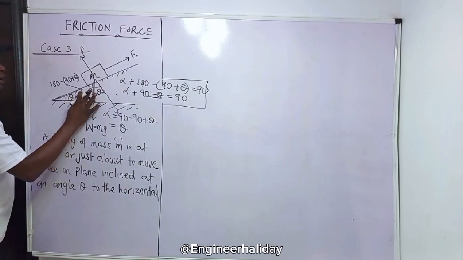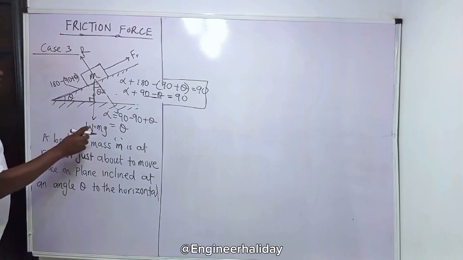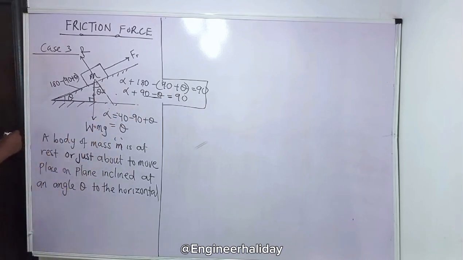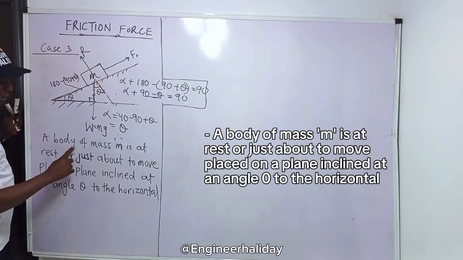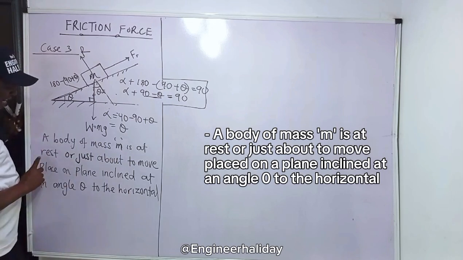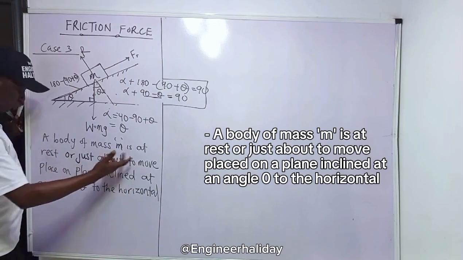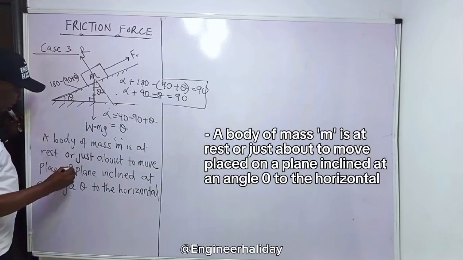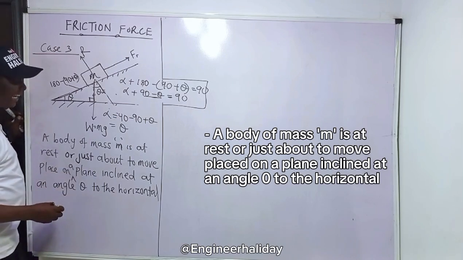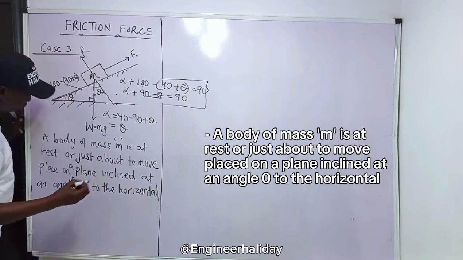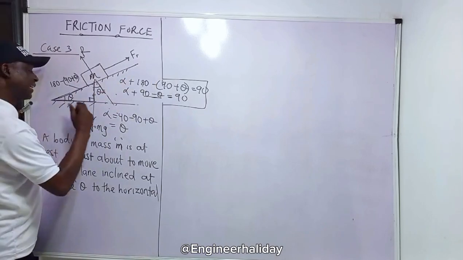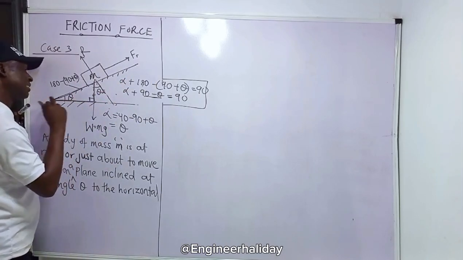So take note of that. I've proved that for you, why that place is always theta. And don't forget, when you resolve the weight, the body is placed on a plane. They say a body of mass m is at rest, or just about to move, placed on a plane inclined at an angle theta to the horizontal. So m is placed on a plane that is inclined at an angle theta to the horizontal. This is the angle.